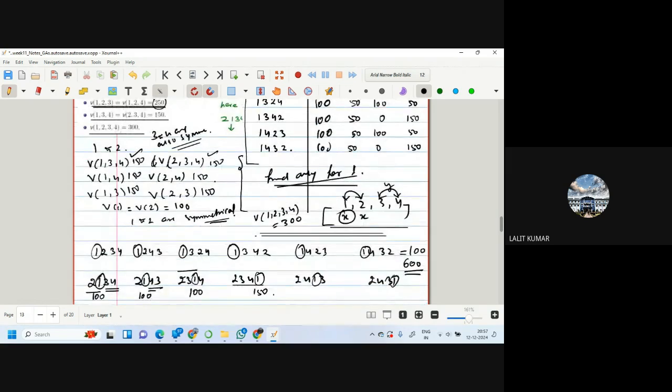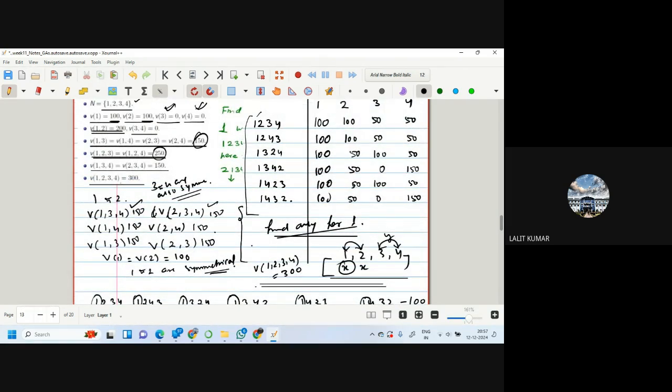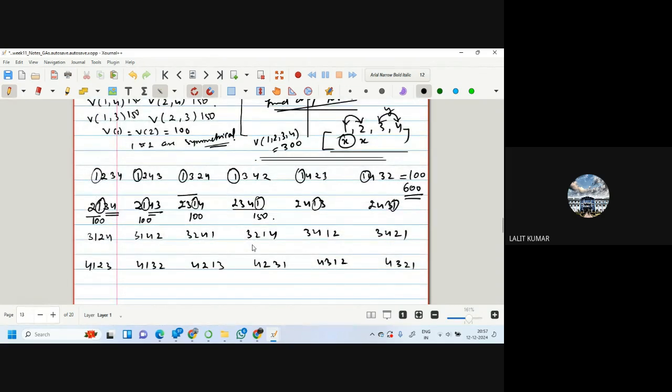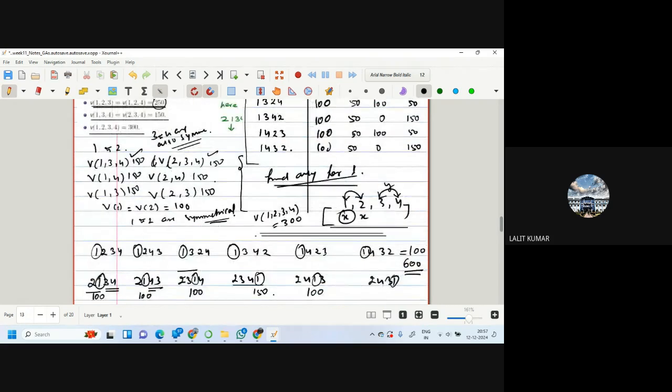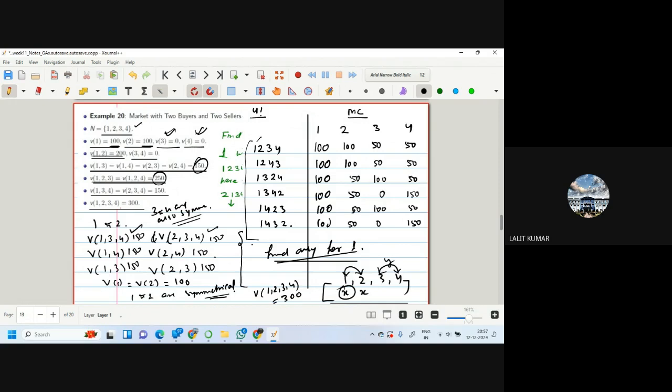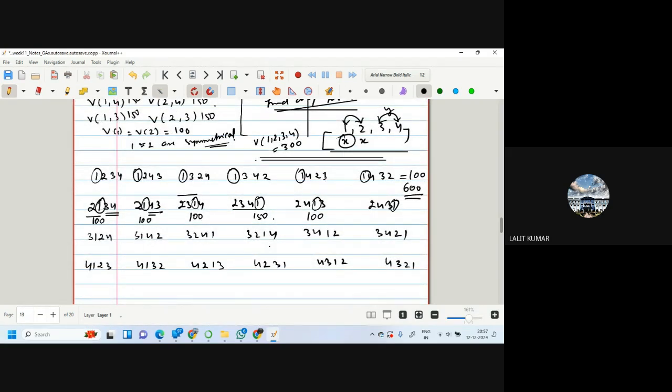Now 241. 241 is 241 minus 24. 250 minus 150 is 100. And here is 2431. So 1234 minus 243. 1234 minus 243 is 150. So here I got 100 plus 100 plus 100, 100, 200, 300, 300 plus 300. This is 700.